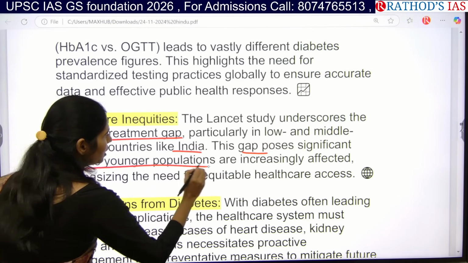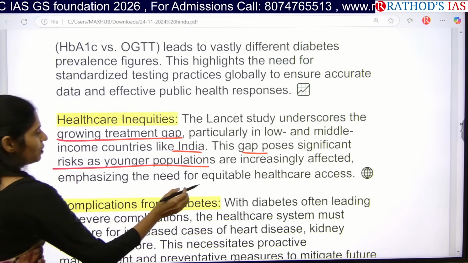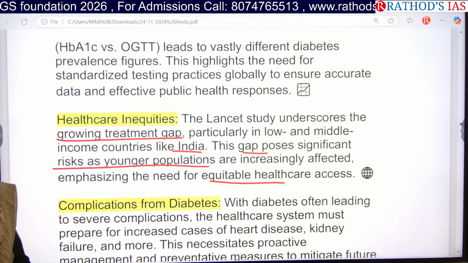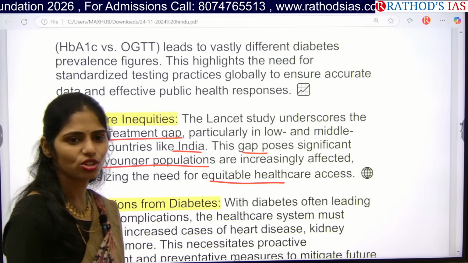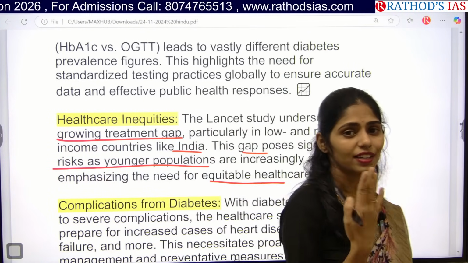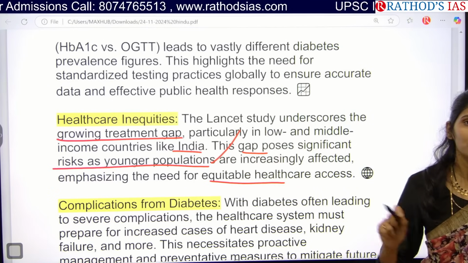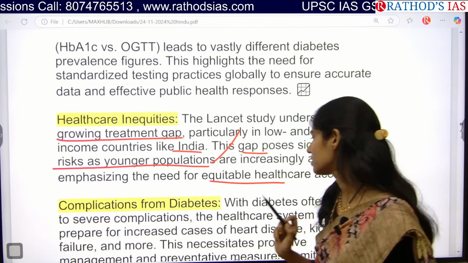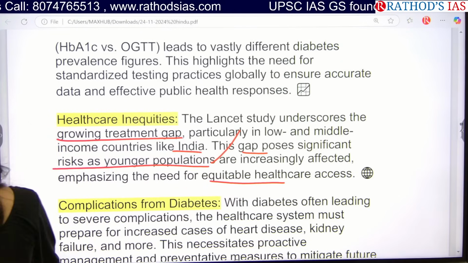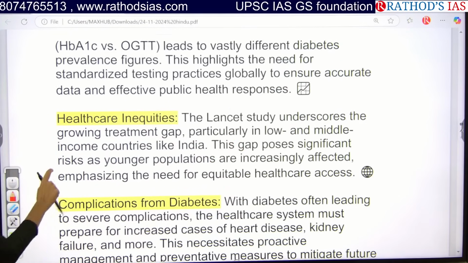There is a gap, especially the risk to younger populations, and we also need equitable healthcare access. In India, because of changing lifestyles, there is an increased risk of diabetes and hypertension. Especially the younger population in India is most vulnerable to diabetes mellitus. And next, because of this diabetes, do you know what the complications will be?